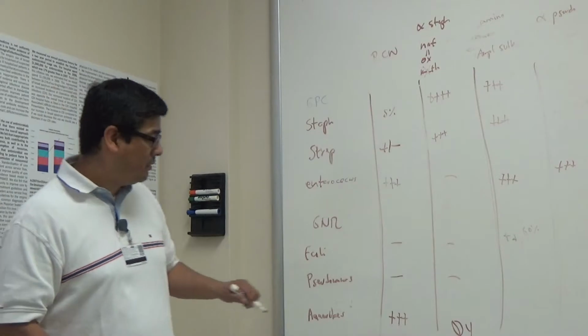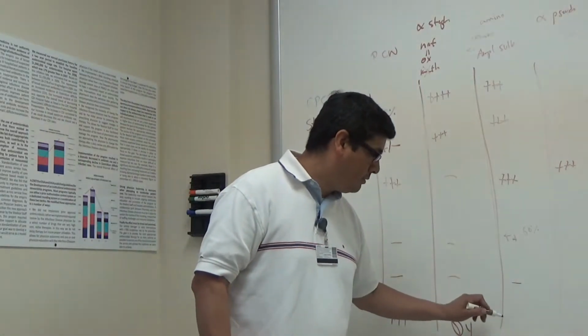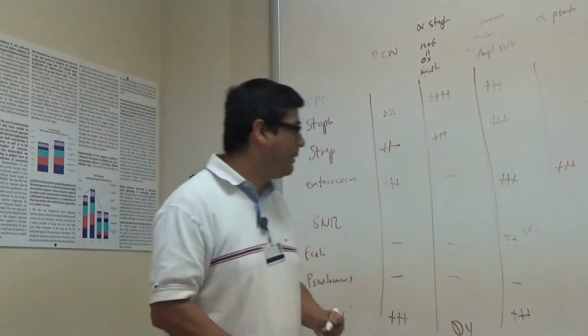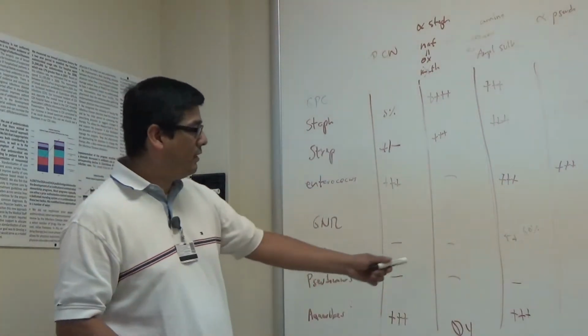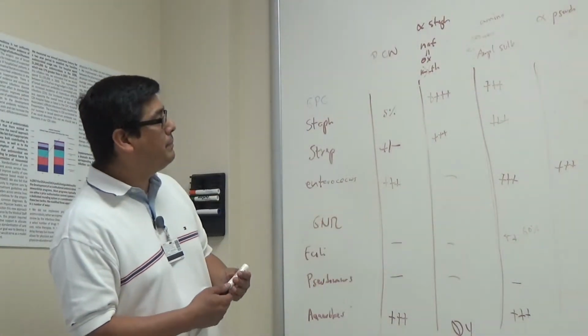How about Pseudomonas? No. Anaerobes? Yes. This is a broad-spectrum antibiotic. If it wasn't weak against E. coli, it'd be great. How about pip/tazo?